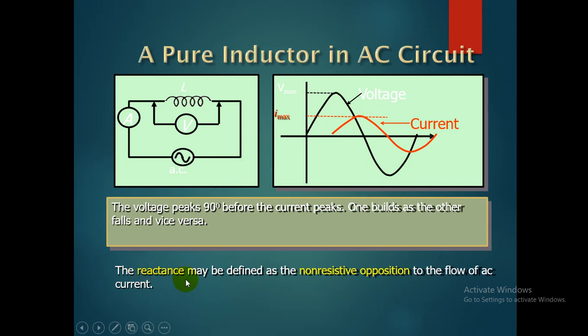Here we can say the reactance may be defined as the non-resistive opposition to the flow of AC current. When we take the inductance in terms of frequency, it becomes inductive reactance. That's what we call XL. XL is equal to 2 pi FL. Here F indicates the supply frequency.